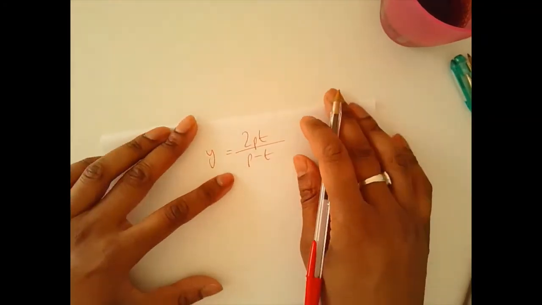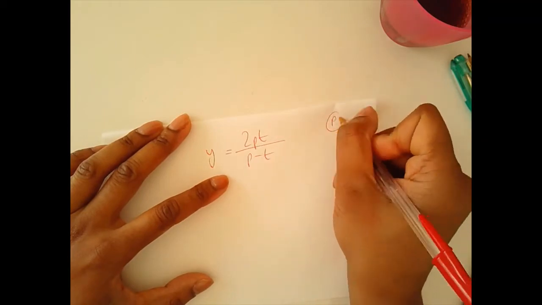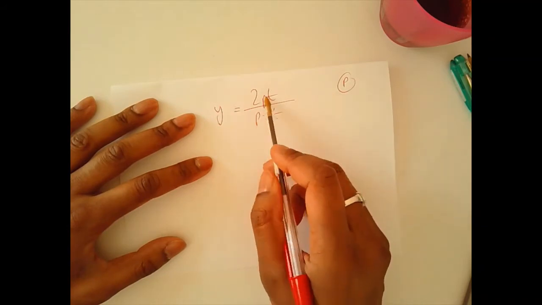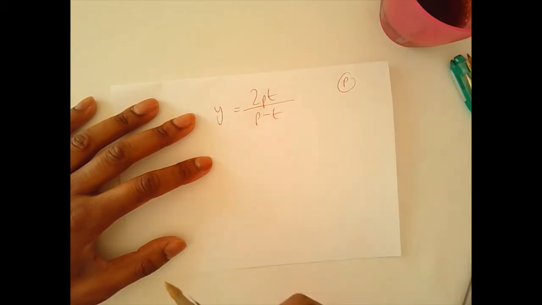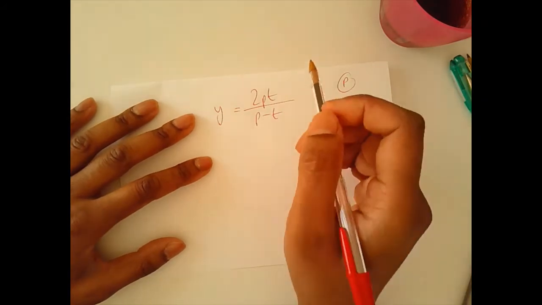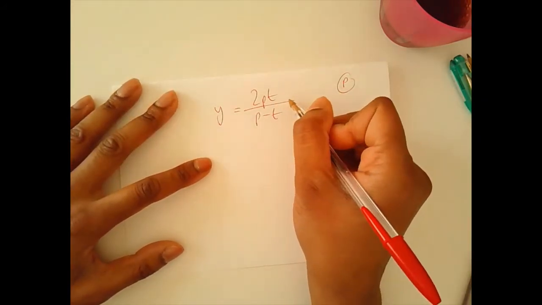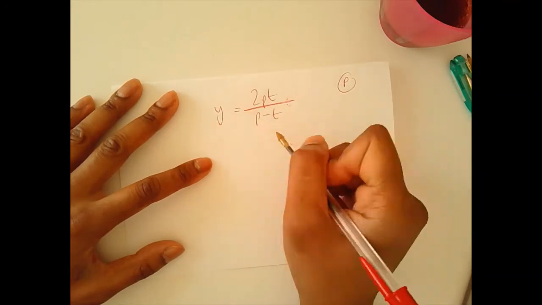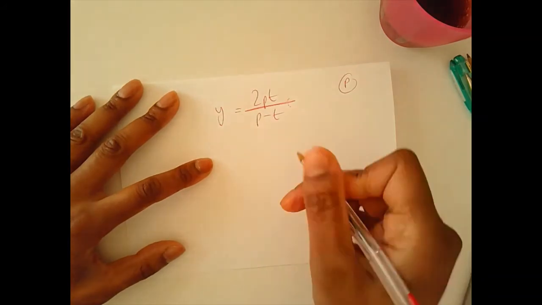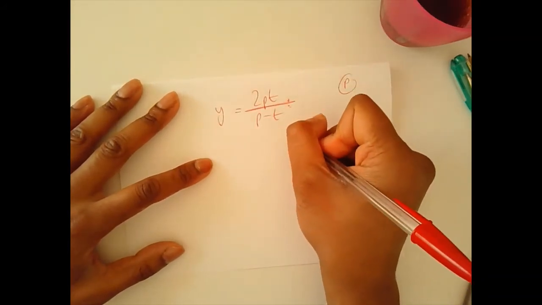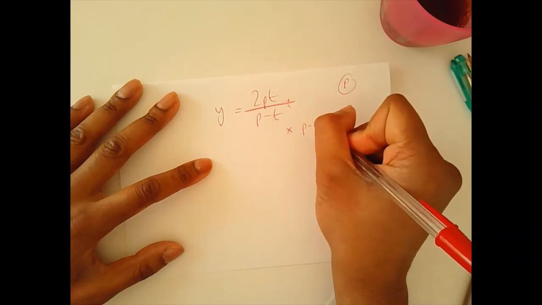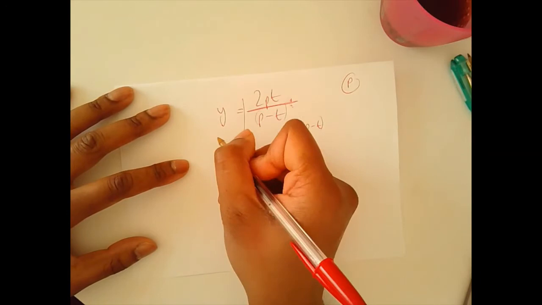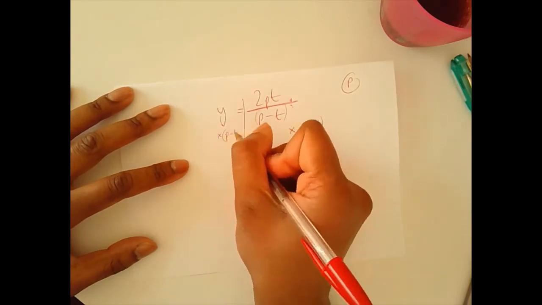This time I want to make p the subject of the formula, and you'll notice that I've got two p's there. Right, so what I'll do is, well, I don't like fractions anyway, so I'll get rid of this divide by p minus t. To do that, the opposite of divide is times by p minus t. Do the same on the other side. Times by p minus t.